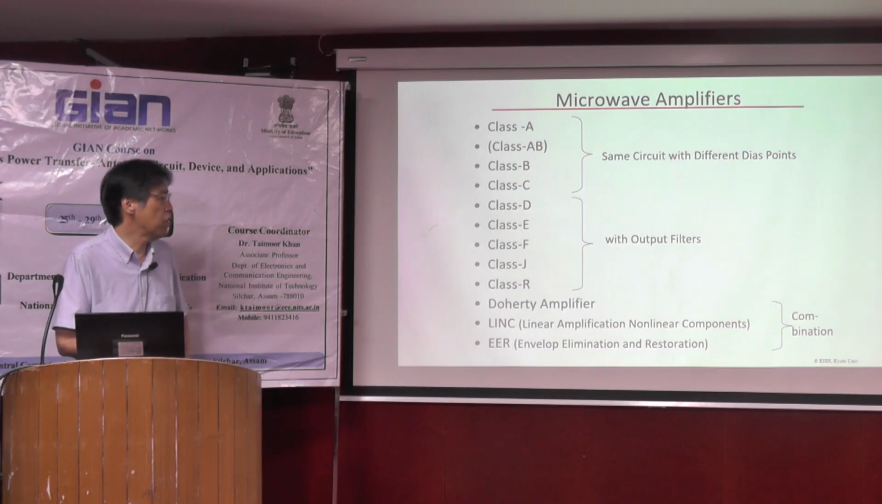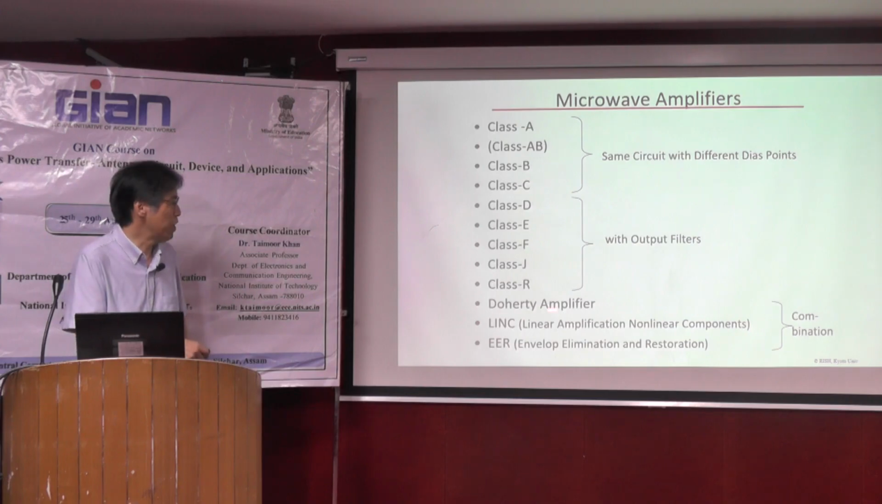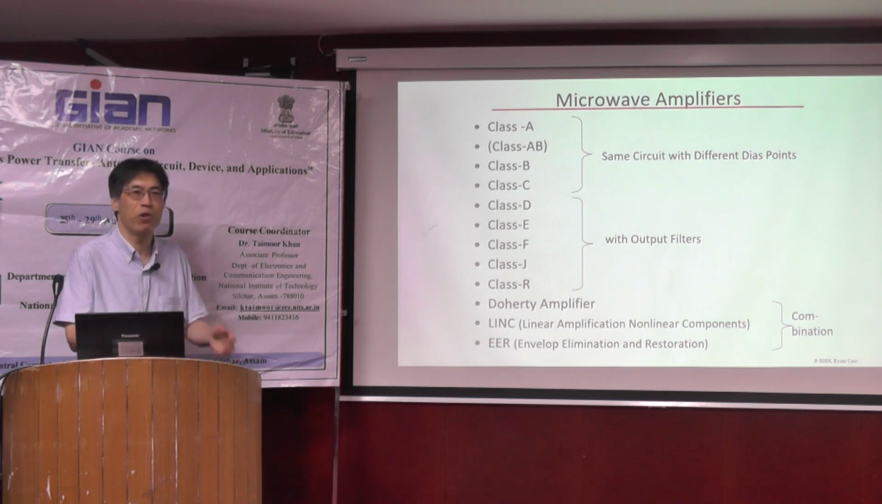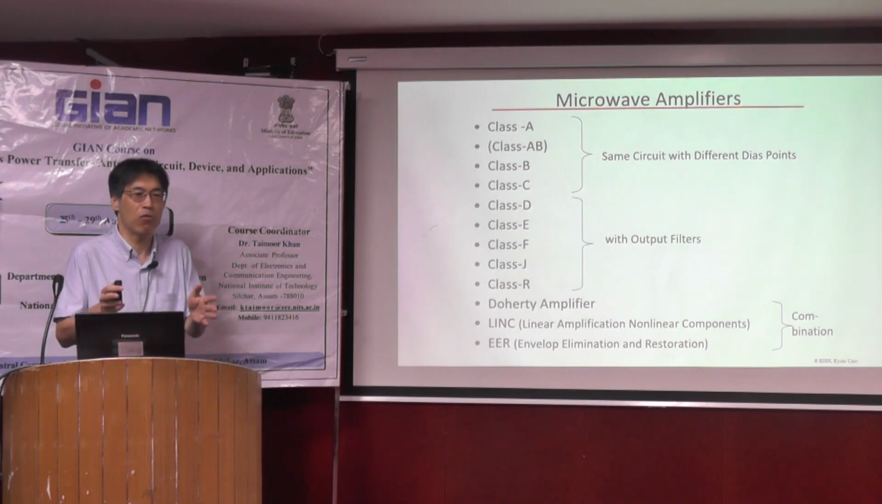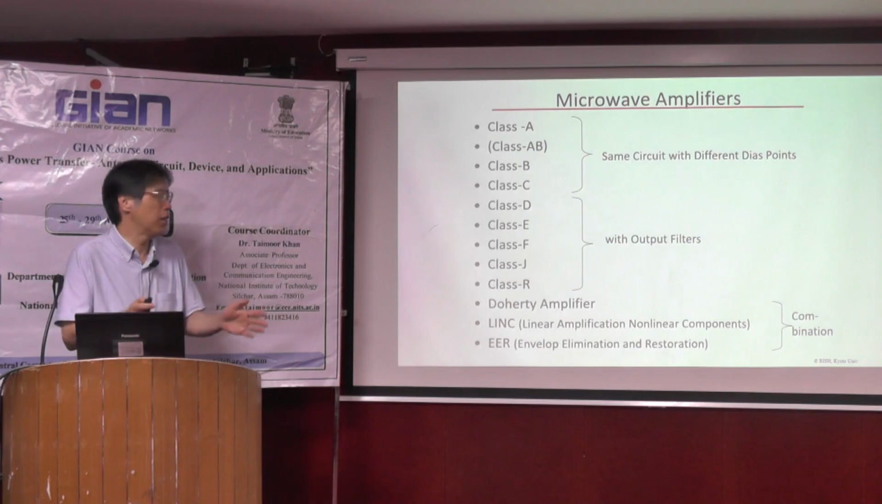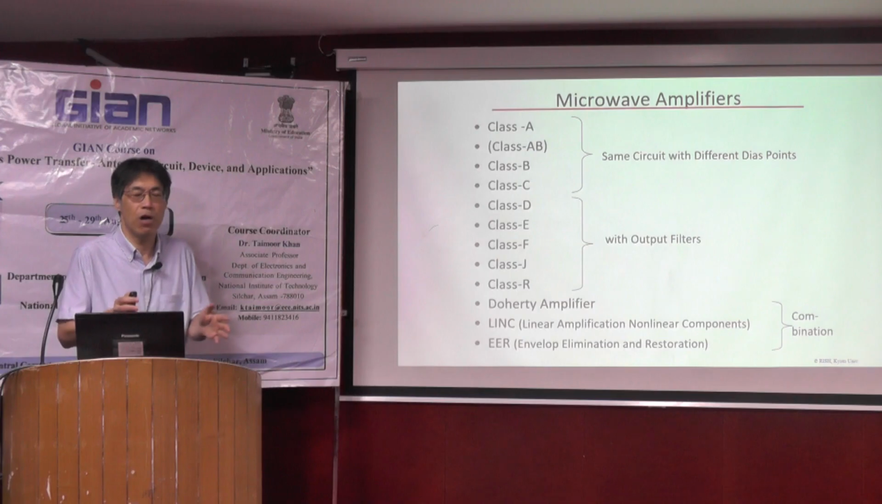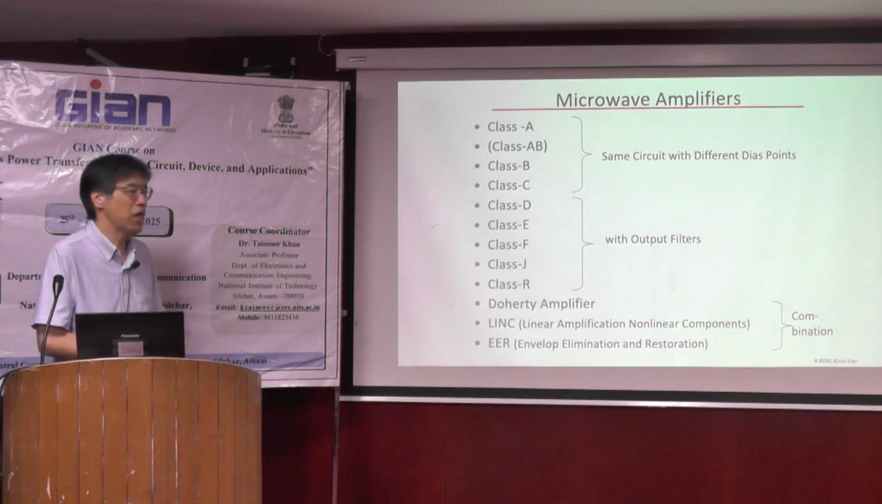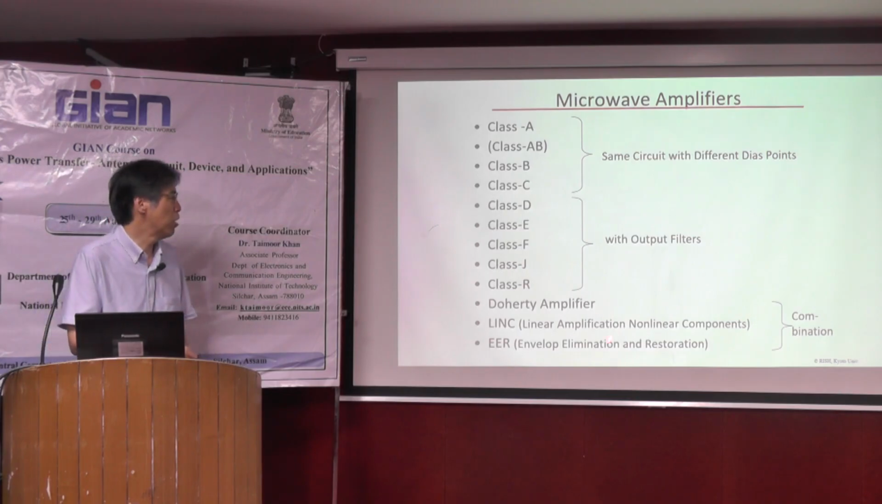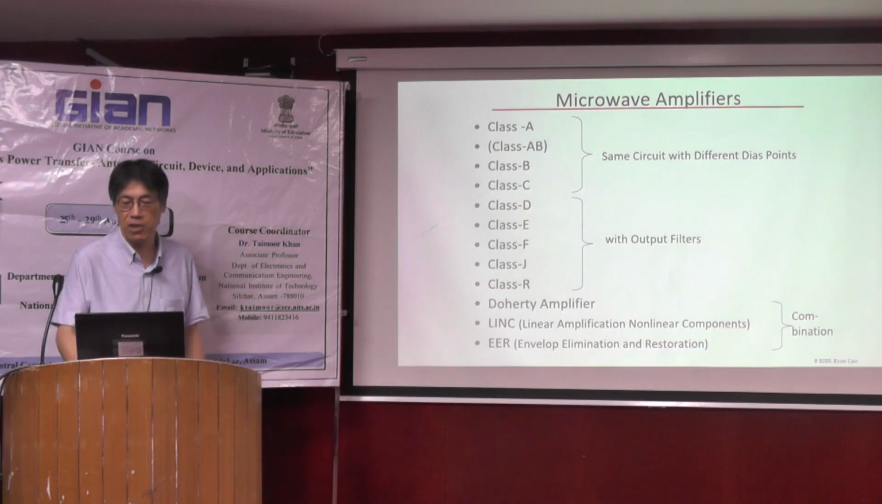And in IEEE journals, there are a lot of different amplifier names: Doherty amplifier, LINC, EER. But these are combinations of amplifiers to expand the corresponding power or to expand the bandwidth for wireless communication. So for wireless power transfer, we don't use this Doherty, EER, and today I skip this.